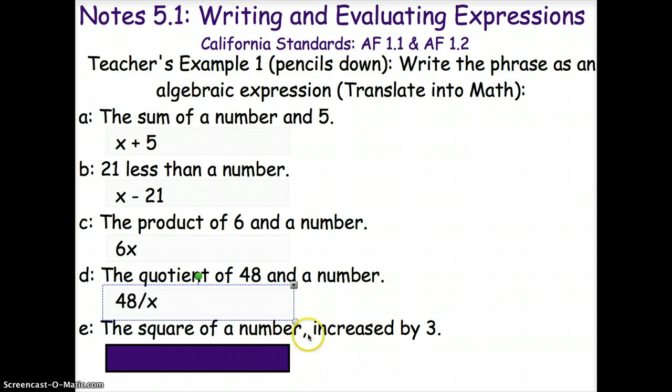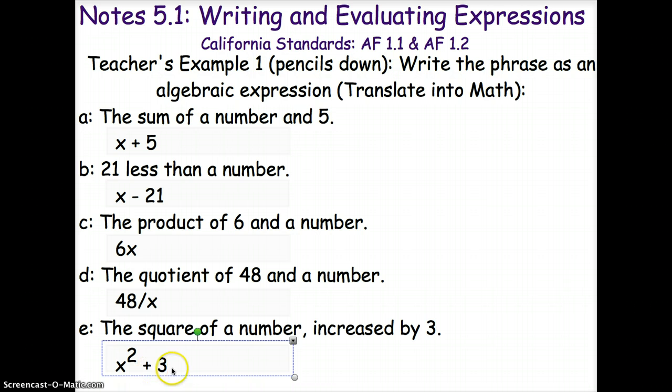And problem E, the square of a number, increased by 3. Notice we have a comma that tells us it's a two-step problem. So first we need to square our variable, which means use the exponent of 2. Then we need to increase whatever we get by squaring it by 3. So x squared plus 3. You could even put parentheses around the x squared if you wanted to show that you're doing that first, then adding 3.